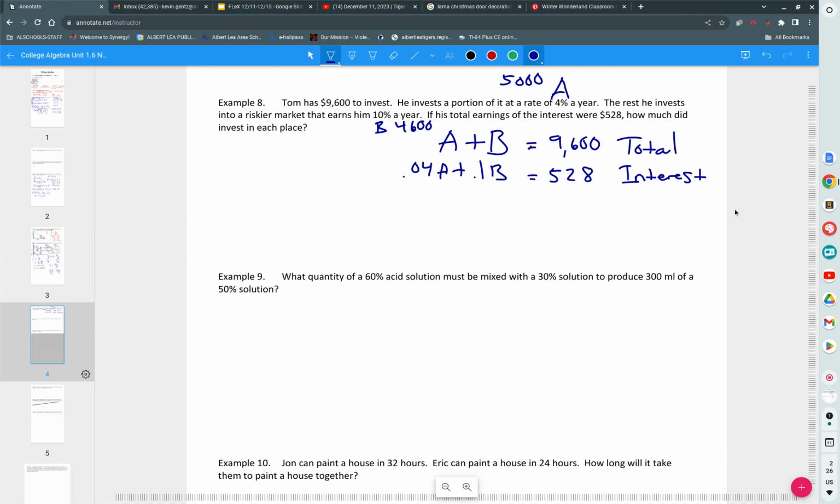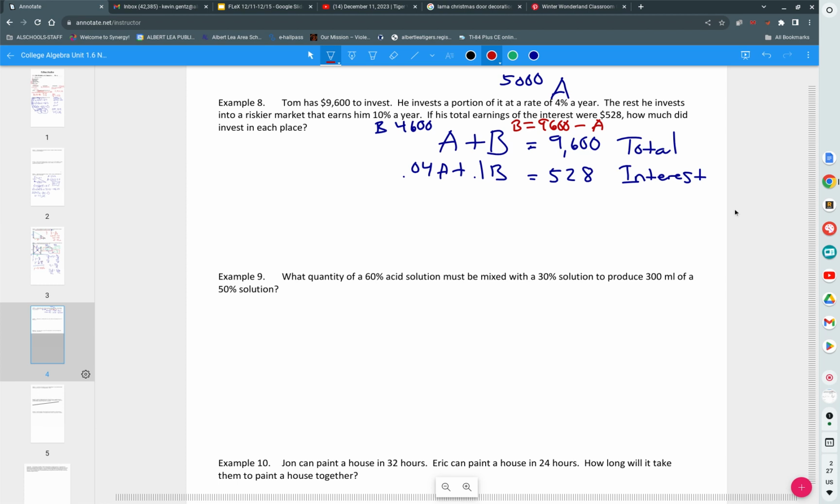So we now have 2 equations with 2 variables. This is a system of equations. We have 2 ways mathematically that we solve systems of equations. What are those 2 options? One starts with an E, one starts with an S. Yep, we have elimination and substitution. What would you like to do, elimination or substitution? It's up to you. All right, let's do substitution. So I'm going to solve for B here, and I get B is equal to 9,600 minus A.